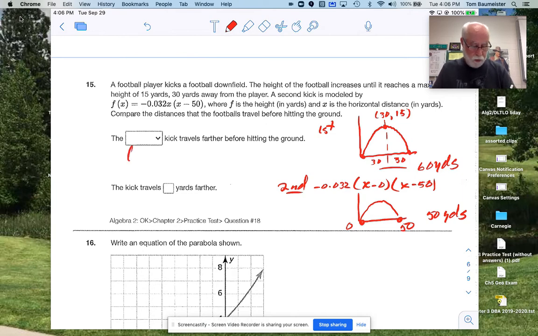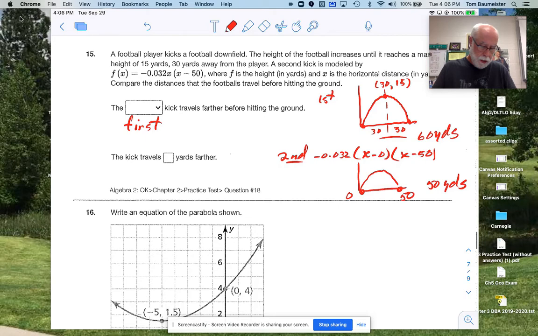So the first kick, and it's a pull-down menu, so you know it's probably going to say first or second. The first kick travels farther before hitting the ground. How much farther did it go? Well, 60 minus 50, it went 10 yards farther.